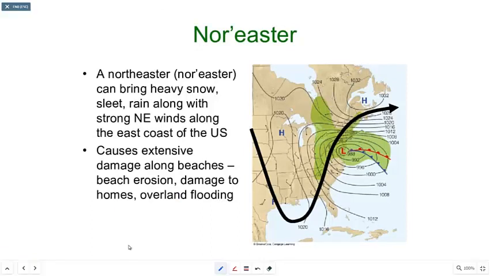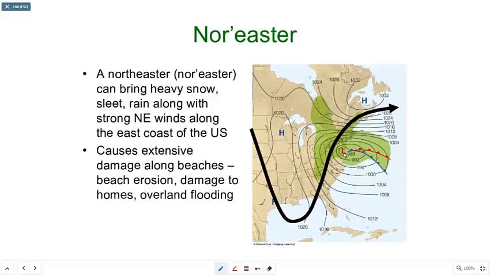And then if you do live along the eastern seaboard, you might tap into a Gulf low or a Cape Hatteras low. And as it's moving up towards the northeast and intensifying, they may flip the name on you to a nor'easter. So this can bring heavy snow, sleet, rain along the strong northeast winds along the east coast of the United States. Causes extensive damage along beaches, beach erosion, and possible damage to homes and overland flooding.